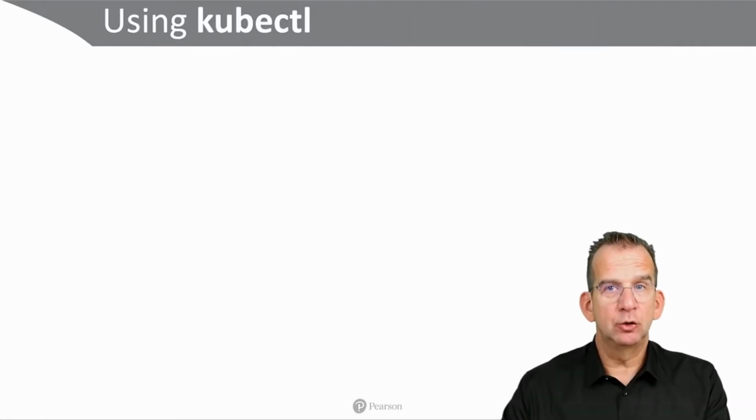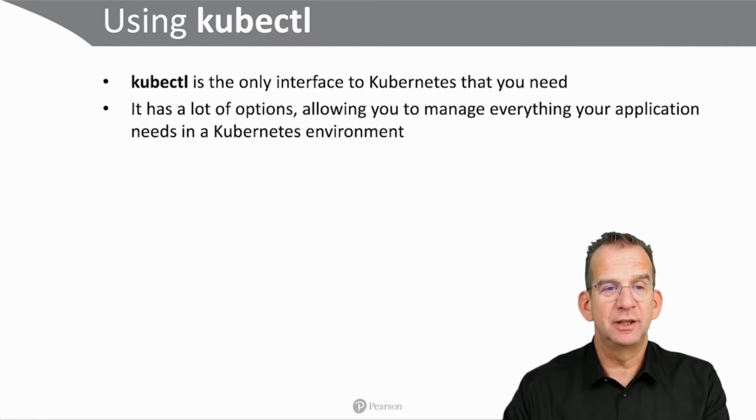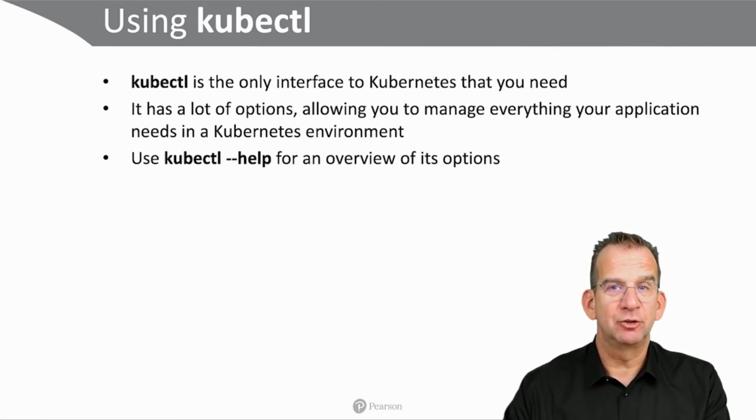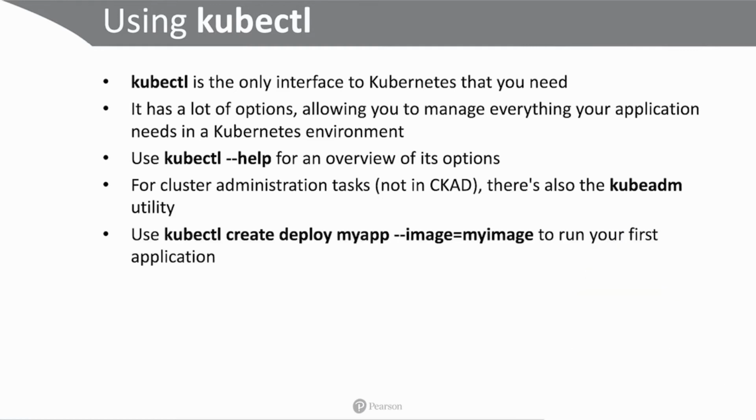So in this course, we are going to focus on kubectl. Kubectl, as I mentioned, is the only interface to Kubernetes that you will need. And it has a lot of options, which allow you to manage everything that your application needs in a Kubernetes environment. A good start is to use kubectl --help for an overview of all the options. And for CKAD, it's really the only command that matters. Only when you are going to do your CKA, your Certified Kubernetes Administrator, you are going to use kubeadm as well. But that's not the topic in this course.